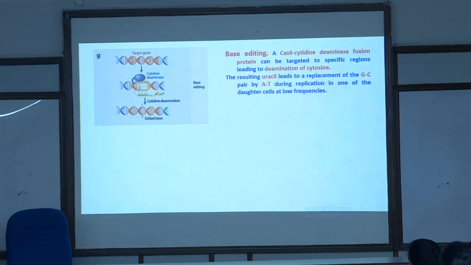And two other applications of this particular Cas9 protein are perhaps again going to make a big impact in biological science. One is base editing. Base editing is something like a modified Cas9. For example, a Cas9-cytidine deaminase fusion protein can be targeted to a specific region, leading to deamination of cytosine. If the cytosine is deaminated, the daughter nucleic acid that is going to be biosynthesized will have AT. So that is a modification you are going to make. So this is another application.